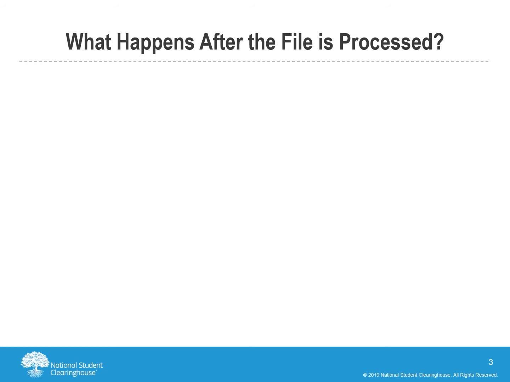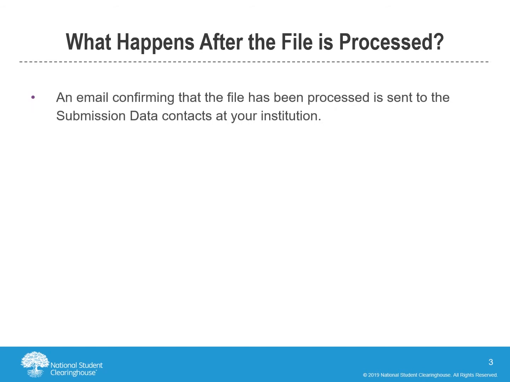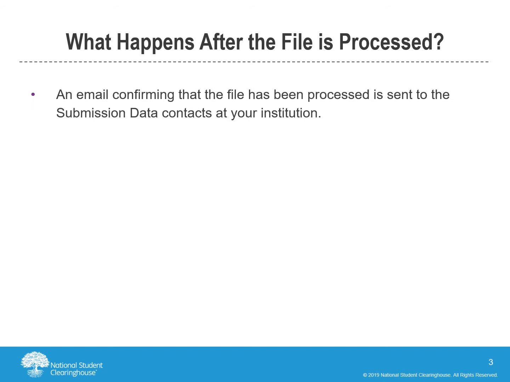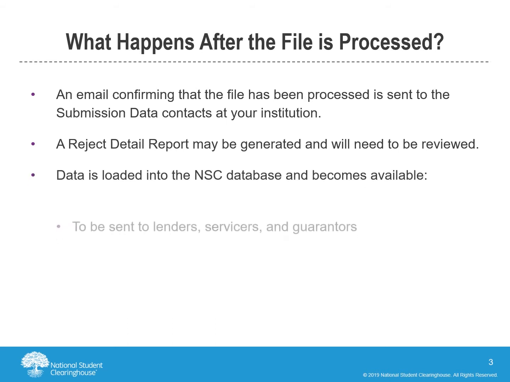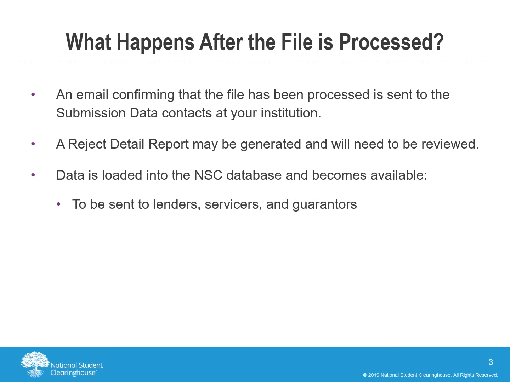So what happens after an enrollment file is processed? An email confirming that the file has been processed is sent to the submission data contacts at your institution. A reject detail report may be generated and will need to be reviewed. Data is loaded into the clearinghouse database and becomes available to be sent to lenders, servicers, and guarantors, as well as the NSLDS for compliance reporting.